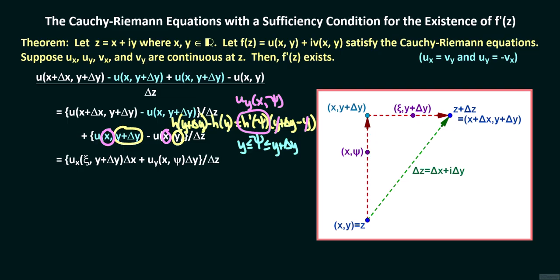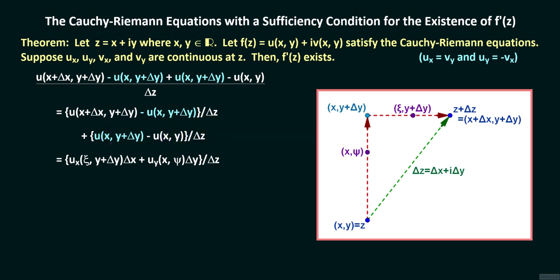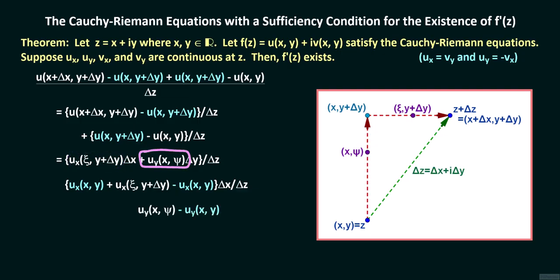We manipulate the terms in this last expression and rewrite the expression in the following way. From u sub x of c y plus delta y, we subtract u sub x of xy. We also have to add back u sub x of xy so that we retain the value of u sub x of c y plus delta y. Similarly, from u sub y of x c, we subtract u sub y of xy and add back u sub y of xy.